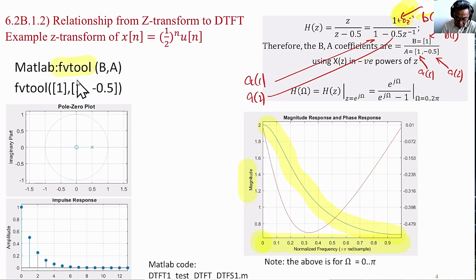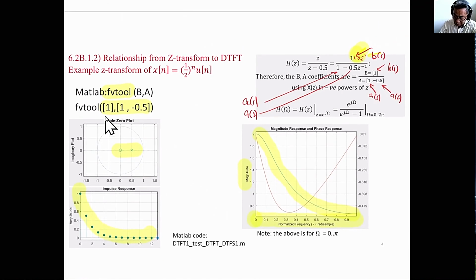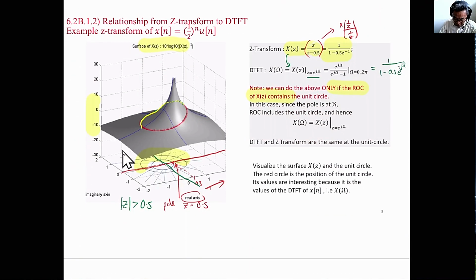You can plug in the coefficients, and then you can see the magnitude response here, the phase response here, the pole and zero diagram, as well as the impulse response. So we use MATLAB simply to check our answers. Of course, you can't use FVTool in the exams, but what you can do is solve it and check. So where are the poles and zeros? See? So the pole is here.